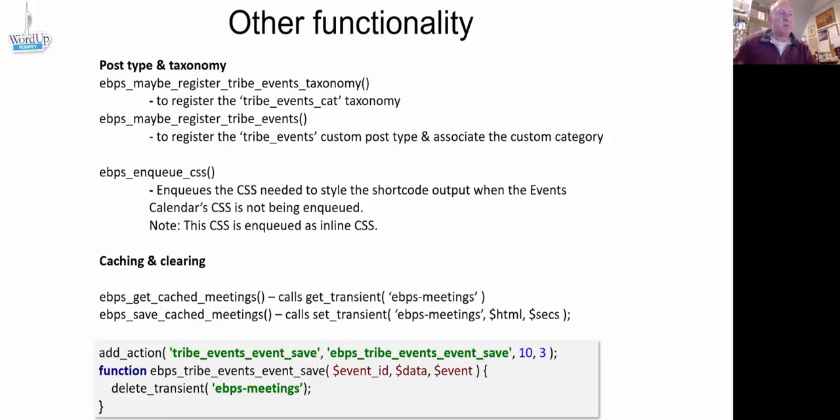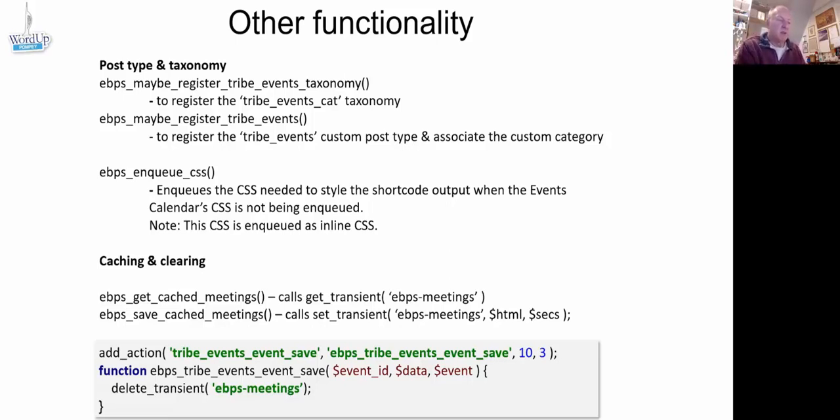Oh, it was to do with menu items that needed to be satisfied. So there was some functionality that enabled Andrew's menus to work correctly. There's another function to enqueue the CSS, and then we have the two functions to deal with caching, getting and saving the cache meetings. And now this last function is a very simple one. That is the one that enables us to clear the cache whenever an event gets changed.